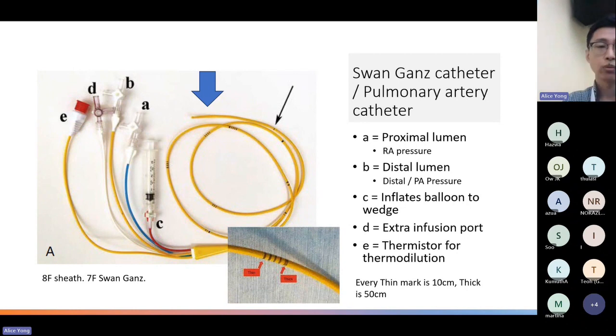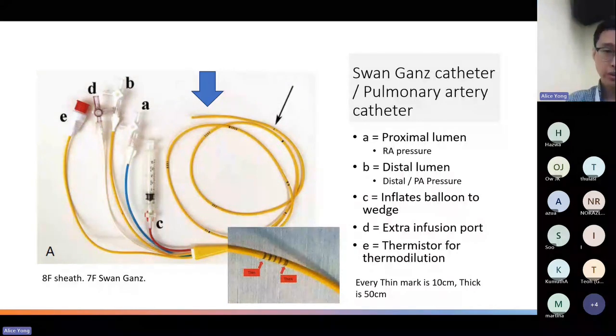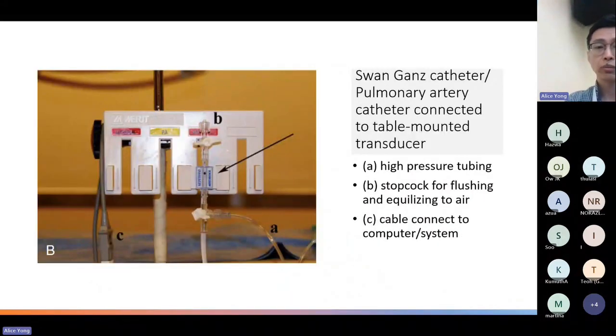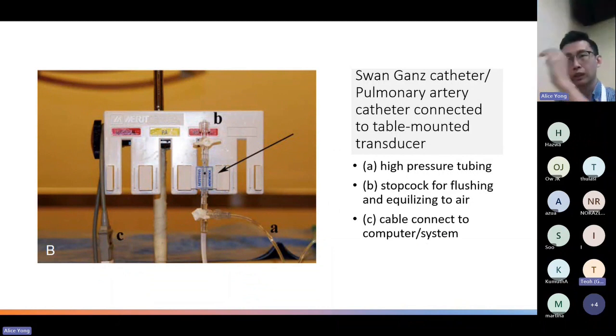All right, so where does this thing connect to? Just a picture. It's going to this thing that we call the transducer. So it is a pressure that is sensed by this line, and then this line is connected to the transducer. It will be connected to an electrical wire, so the pressure is converted to electrical signals, and later on you will see the waveform. Okay, so that's the idea.